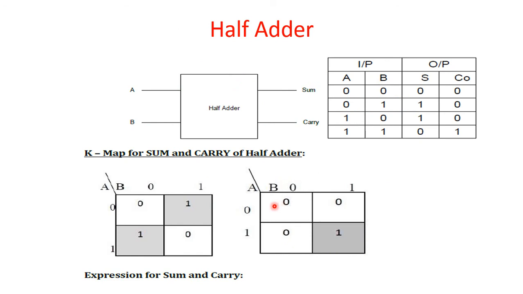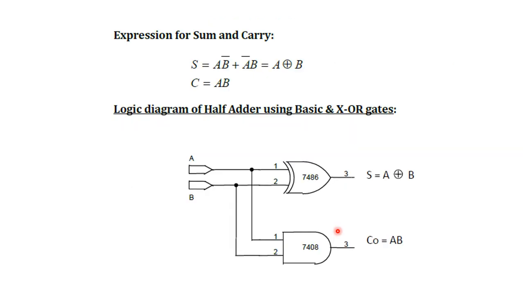Now the K-map for the carry. For 0 0 input, carry is 0. For 0 1 input, carry is 0. For 1 0 input, carry is 0. The last combination, 1 1 input, carry is 1. Now simplification of this: only one 1 is there, so I am going to group this single one. The expression for the carry is C equal to A into B. So this is the expression for sum and carry.